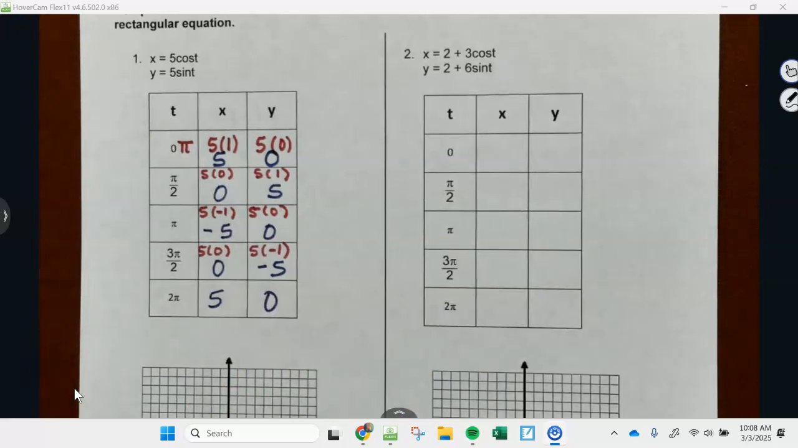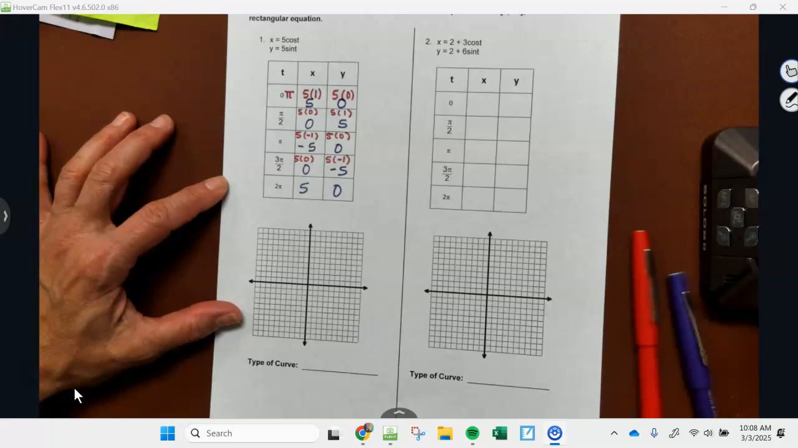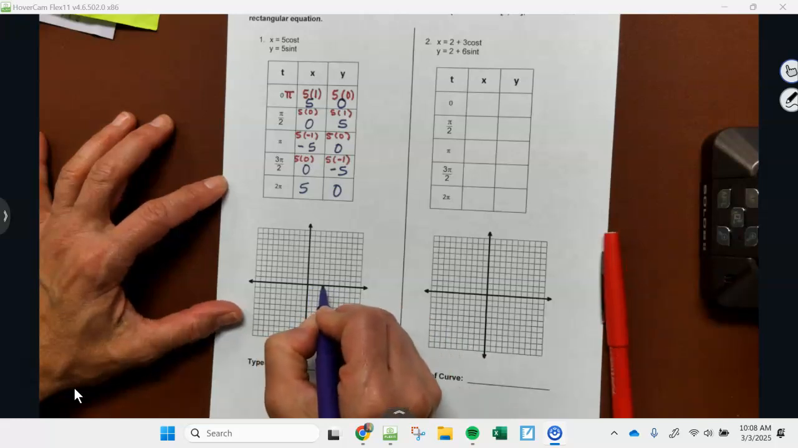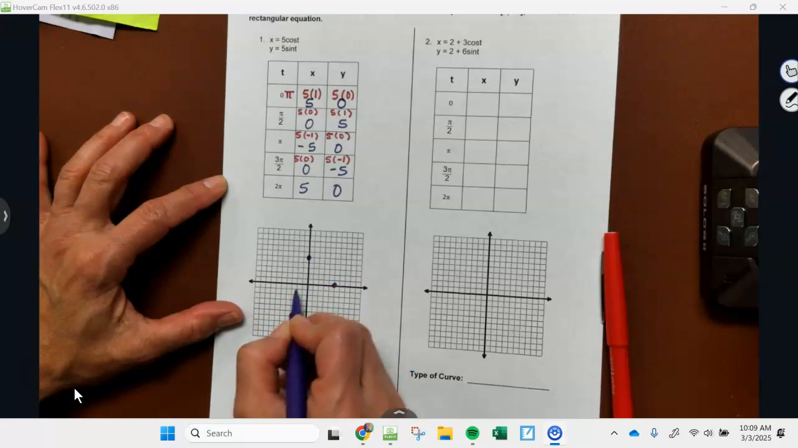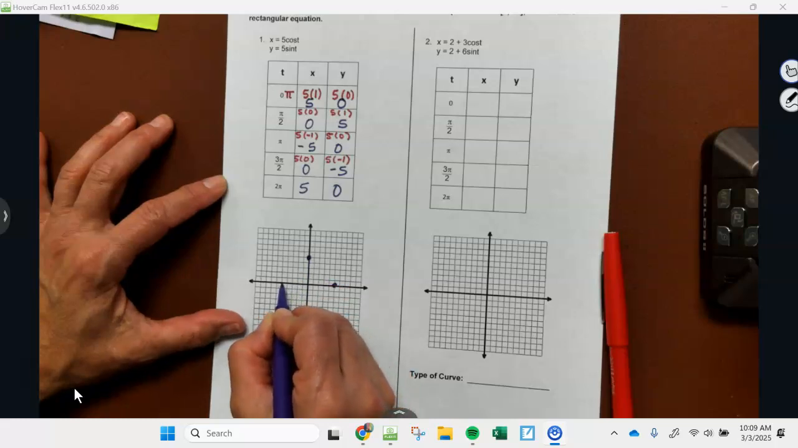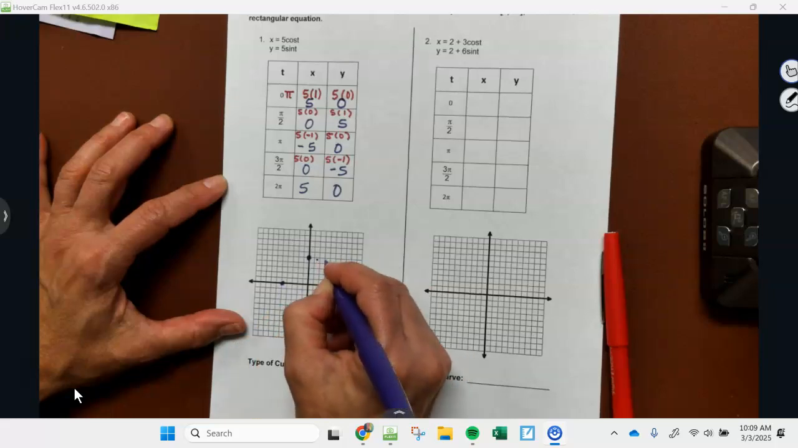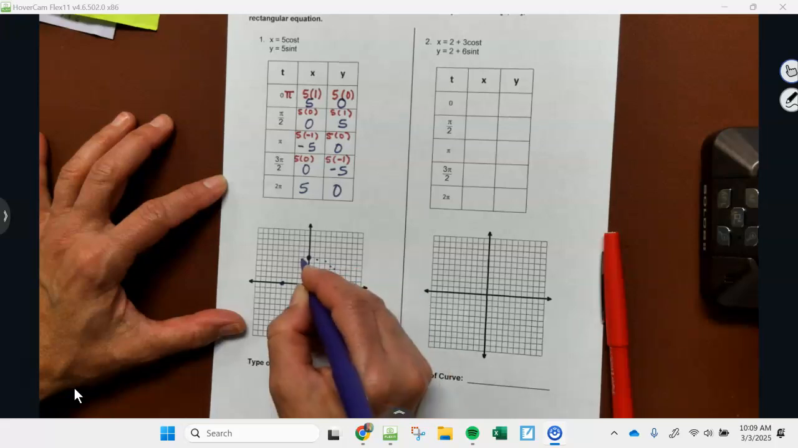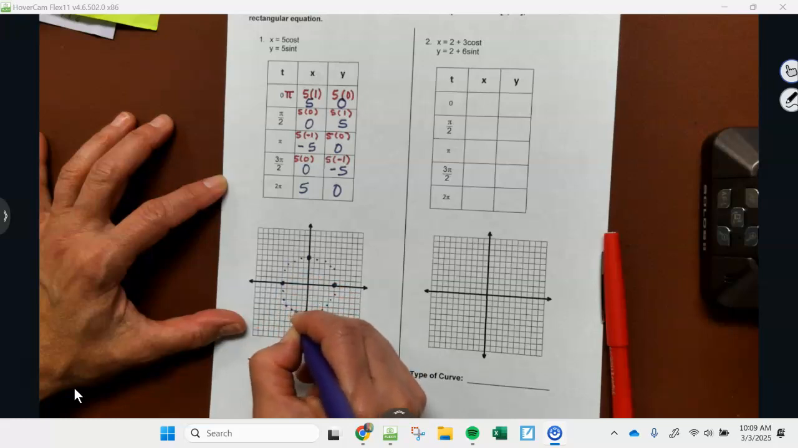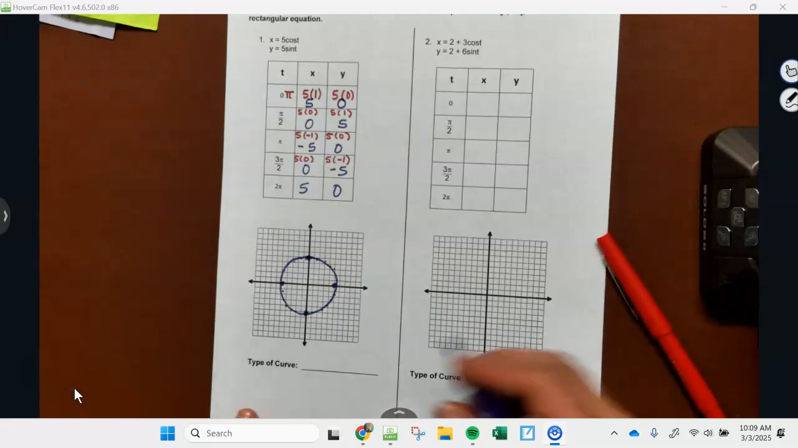All right, let's go ahead and plot that, connect the dots, and then analyze the shape. So we're just going to plot these ordered pairs here. So 5, 0, 0, 5, negative 5, 0, and then 0, negative 5. So as I try to form this shape, guys, y'all should see that this is a circle.